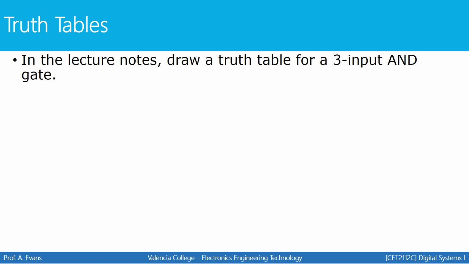So in the notes, I want you to practice drawing a truth table for a 3-input AND gate. You already know how the output is supposed to look because we've already discussed this, but I want you to practice physically drawing the truth table by hand. Make sure that you can set up a column for each input, a column for the output, and fill in the inputs as we discussed. So take a minute, pause the video, and try that out right now.